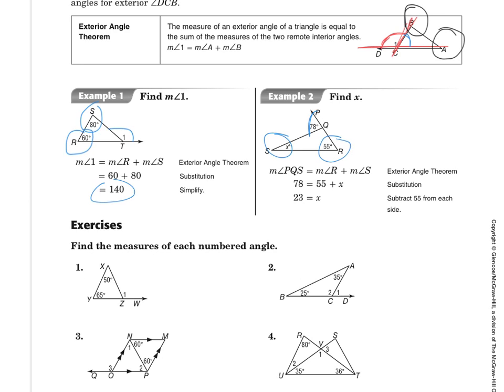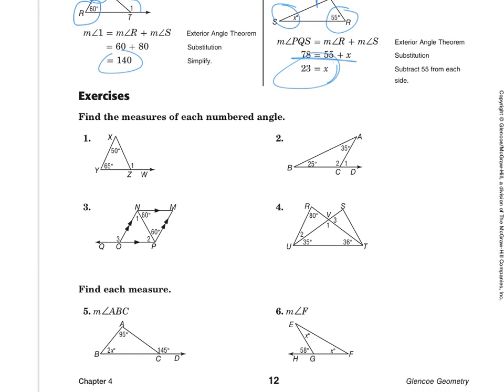That's the formula we want to use. We actually already know the exterior angle is 78. We don't know one of the remote interiors, which is angle S. So you set up a little equation, solve for x by subtracting 55, and that gives you x equals 23.